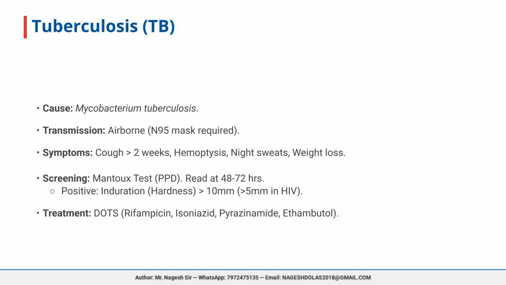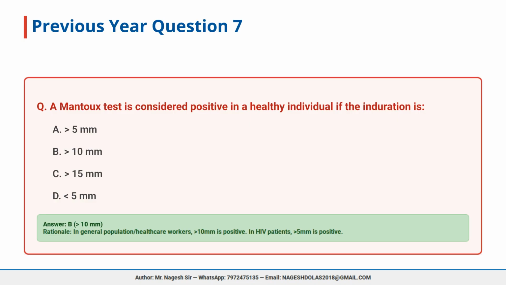Tuberculosis, caused by Mycobacterium tuberculosis, is transmitted via airborne droplets, requiring an N95 mask. Symptoms include a cough lasting more than 2 weeks, night sweats, and weight loss. Screening is done with the Mantoux test, and treatment involves DOTS therapy. Previous year, question 7. A Mantoux test is considered positive in a healthy individual if the induration is B, greater than 10 millimeters.